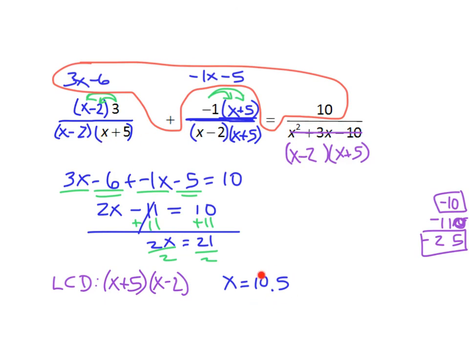Alright, now before I circle this final answer here, I'm going to make sure that x can be 10.5. Now if you think about it, what could x not be here? X can't be negative 5. No, it's not. X can't be 2. Well, it's not. And then we have the same factors again, so in no way will we get 0 in our denominator, so this is our solution.